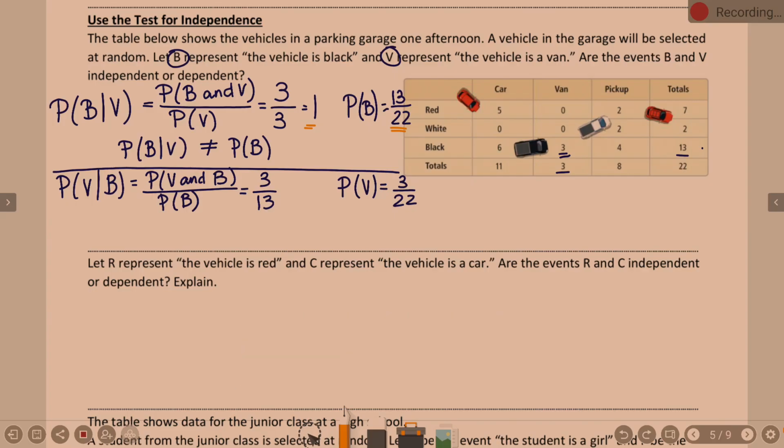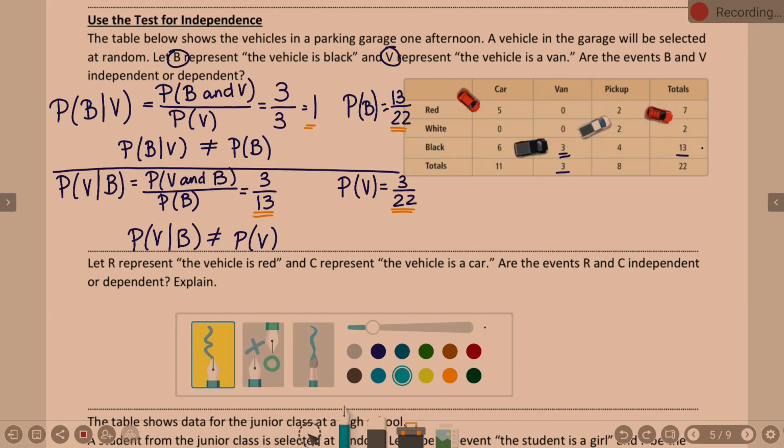Guess what just happened? So 3 out of 13 and 3 out of 22 equal each other? No. So again, we can make the statement: P, probability a vehicle is a van given it's black does not equal probability the vehicle is a van.